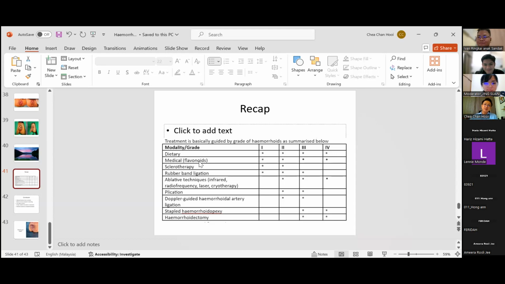And of course, nothing beats the others, the lifestyle modification. That is, of course, free of charge, but that is also the most difficult one because for patients, it's not easy to modify your lifestyle.